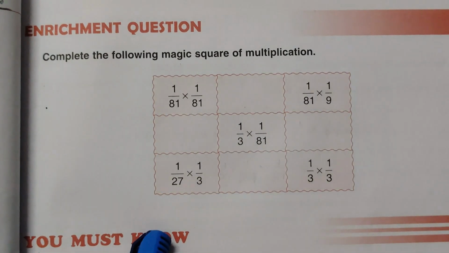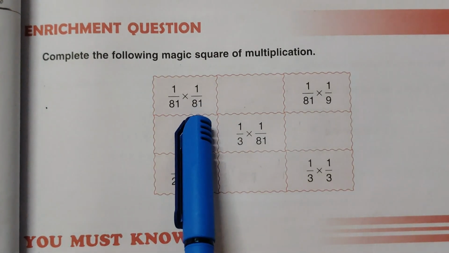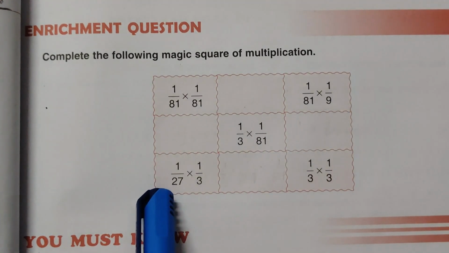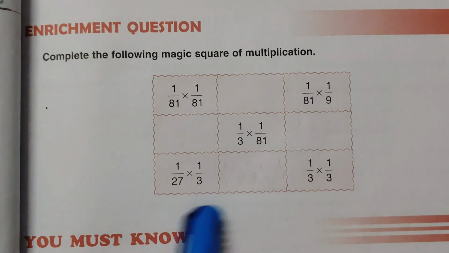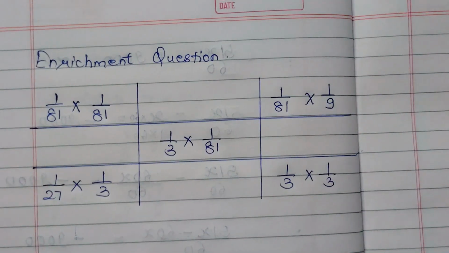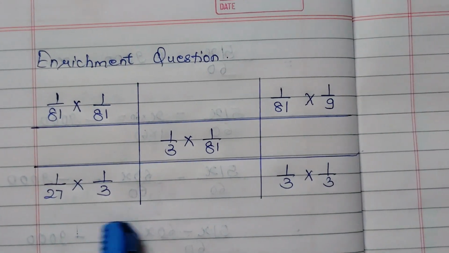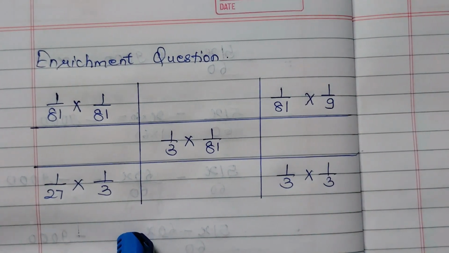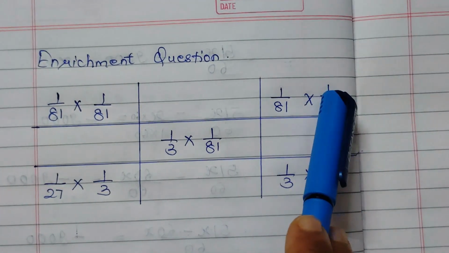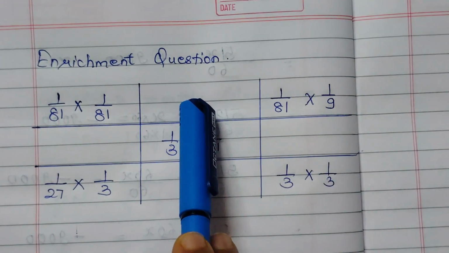If we see here, we have 1 upon 81, 1 upon 81, somewhere we have 1 upon 9, 1 upon 3, 1 upon 27. But if we see all these numbers, these are going in 3 table. So let's solve it. We have written the question, we have drawn the table. Now here if we see, in the first row, these 2 columns are filled, the first and the third one, and in middle it is blank.